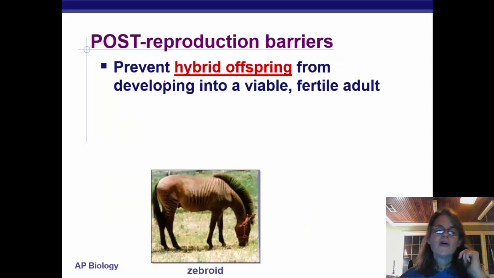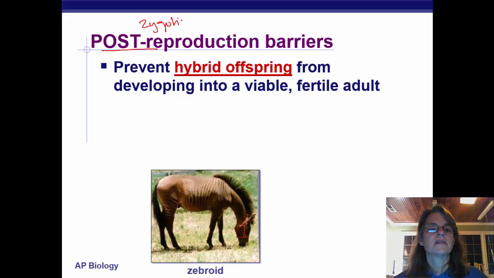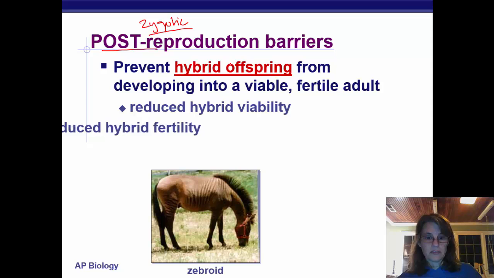All right, now, those were all pre-zygotic barriers, okay? The ones we are about to talk about now are post-zygotic, or as this slide has them, post-reproduction barriers. In these cases, the egg gets fertilized, and we may get offspring, okay? But the hybrid offspring that we get from crossing two different species do not develop into fertile adults, okay?